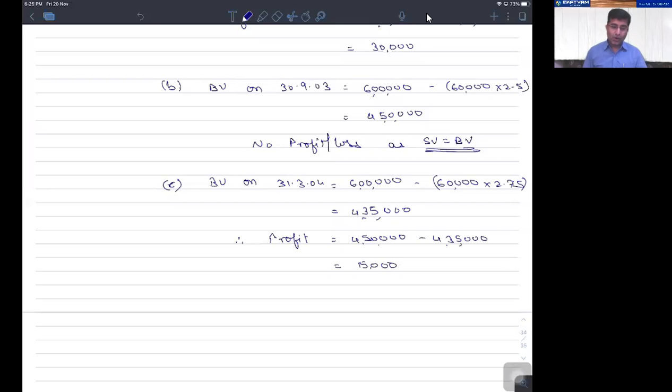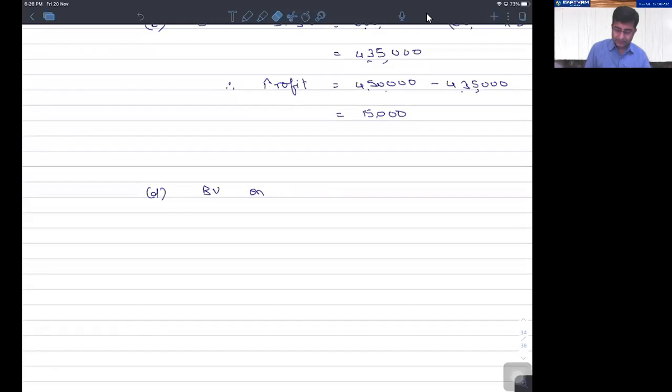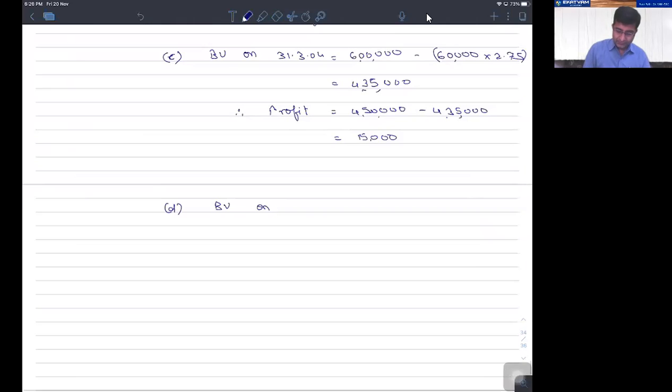And the last case is what? If the date of purchase is 1st July 2001 and sale is 30th September 2003, means 2.25 years. Case D. Book value on 30th September 2003.